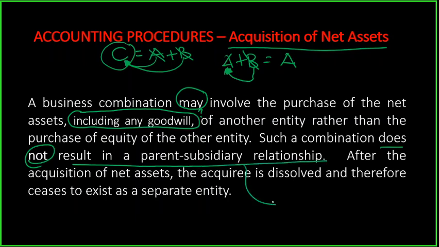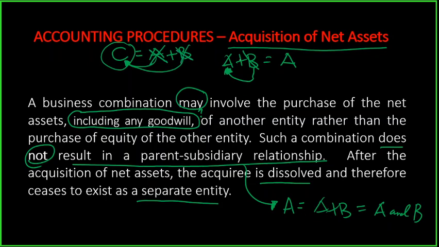Okay, this happens during asset acquisitions or stock acquisitions, when A plus B is equal to A and B. After the acquisition of net assets, the acquiree is dissolved and therefore ceases to exist as a separate entity. Dissolved, and dissolved.